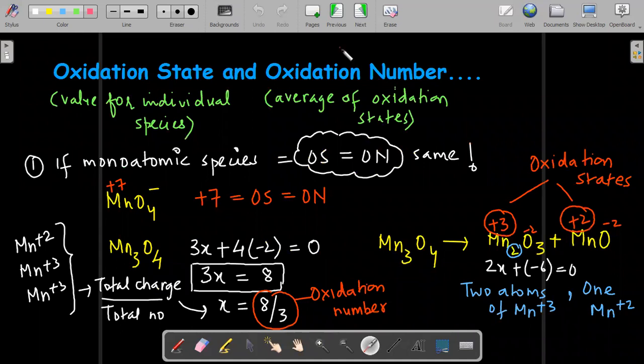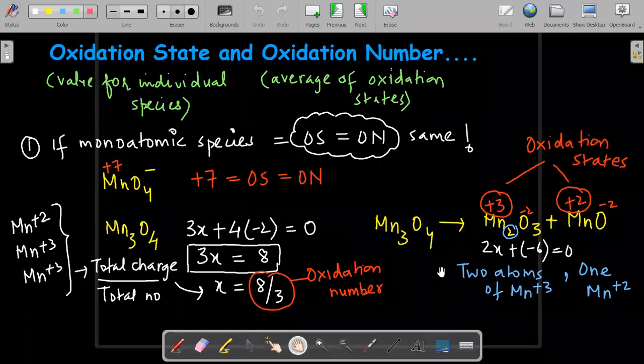Okay. Some more examples for your oxidation state and number calculation.